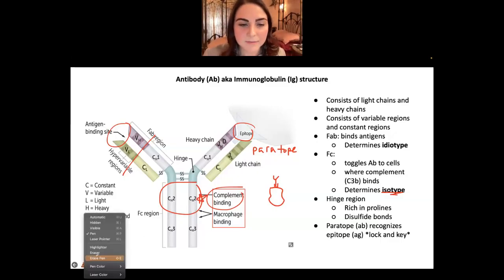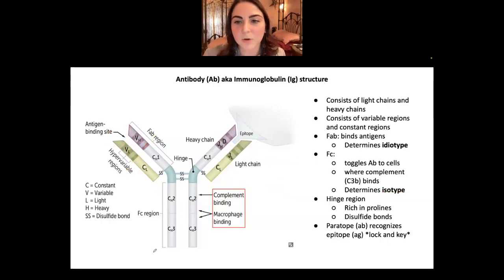And then finally about this FC region, this is what's going to determine what's known as the isotype. So that's why I wanted to point out this terminology. Don't get confused between these two, because you can know the answer and then forget which one's which. So the idiotype up here, that's like the specificity of the antibody. Isotype, another name for it is class. We're going to talk about class switching later. The isotype is basically like the class of antibodies. So IgM is one class. IgG is another class. That another name for class is isotype.